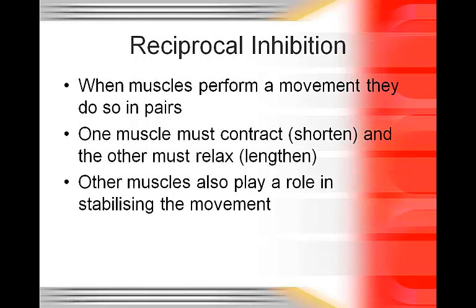So the muscle that actually contracts or shortens is called an agonist or a prime mover, and that's the muscle that actually causes the movement in the first place. The other muscle, the one that relaxes, is called an antagonist. So the prefix ant sort of means opposite, so it's moving in the opposite way.